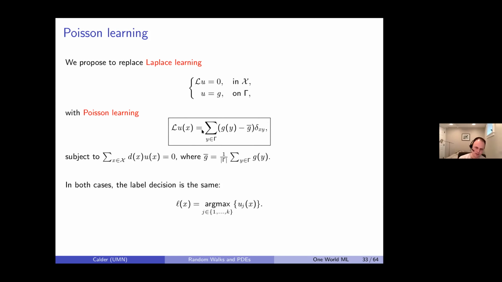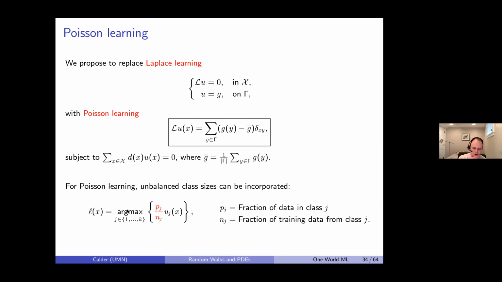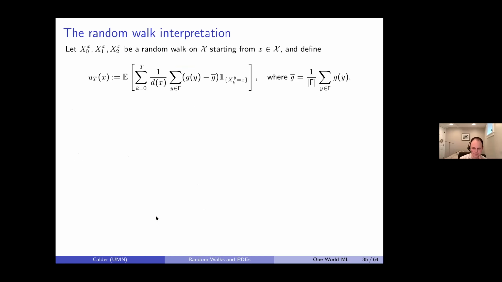So you solve the Poisson equation, you set the labels based on the maximum component of u, just like in the Laplace learning setting, but you can also account for unbalanced class sizes or unbalanced training data by reweighting the label decision. The way you do it is you reweight the components of the function u so that the mass of the delta functions you're putting in each class is proportional to how many nodes are in that class overall. And this gives you better results when you have unbalanced data sets or unbalanced training sizes.